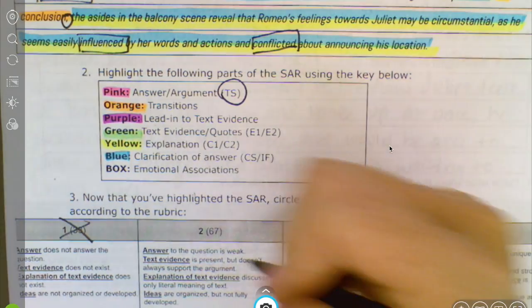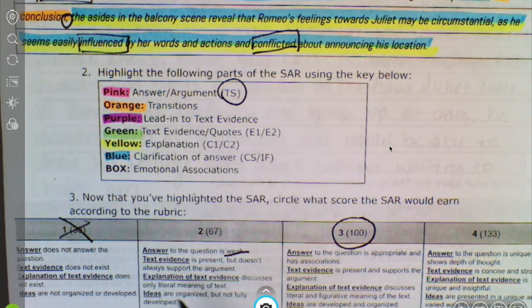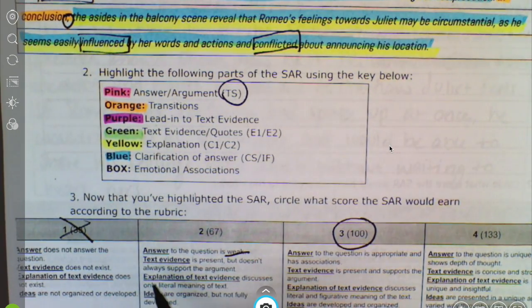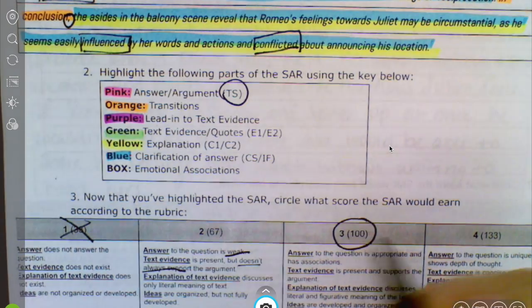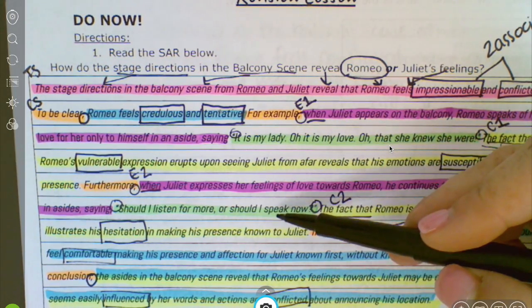When I go to 2, it says that the answer to the question is weak, and I'm not quite sure I agree with that, but I'm going to look at the next part of the rubric on 2 and 3 just to make sure. So you see that 2 says text evidence is present, but it doesn't always support the argument. So I'm going to go in and look. I know that I have 2 pieces of text evidence because they're here in green.